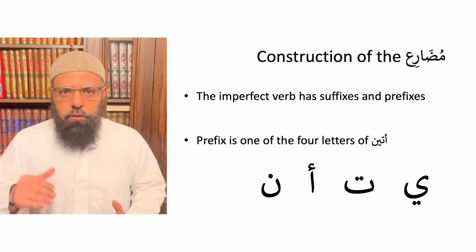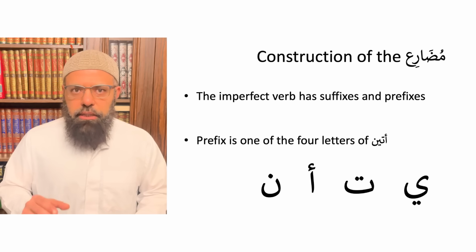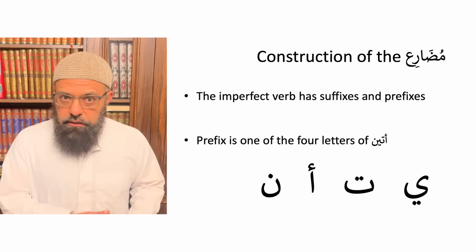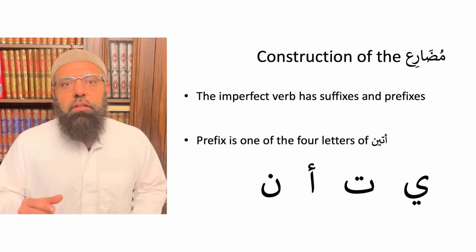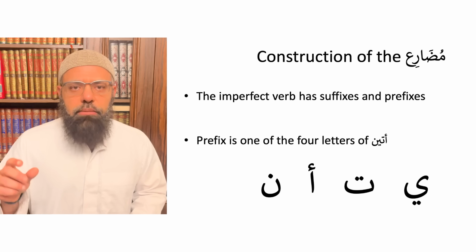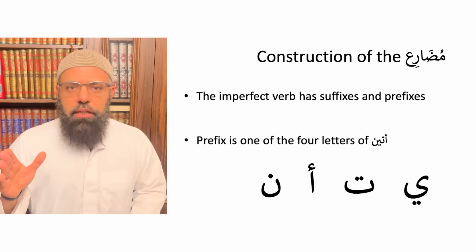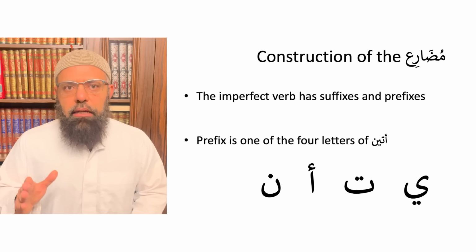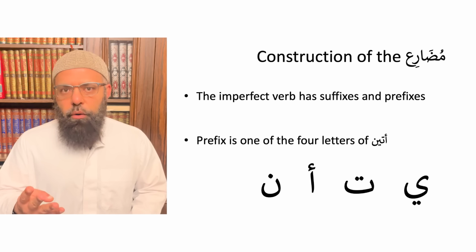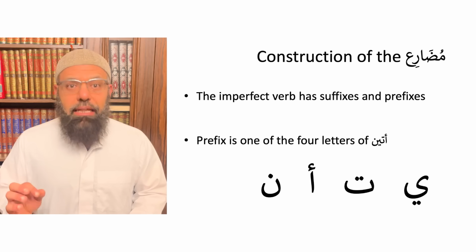So that's the theory behind the 14 conjugations. So the point of the ending was to suggest that. Okay, now the Mudhari verb is different, because the Mudhari verb, in addition to having endings, also has a prefix. So there's a particular letter that comes at the beginning of the verb. Before the first letter of the verb, you'll have either a ya, a ta, an alif, or a na, and the four letters are included in the acronym Atayna.